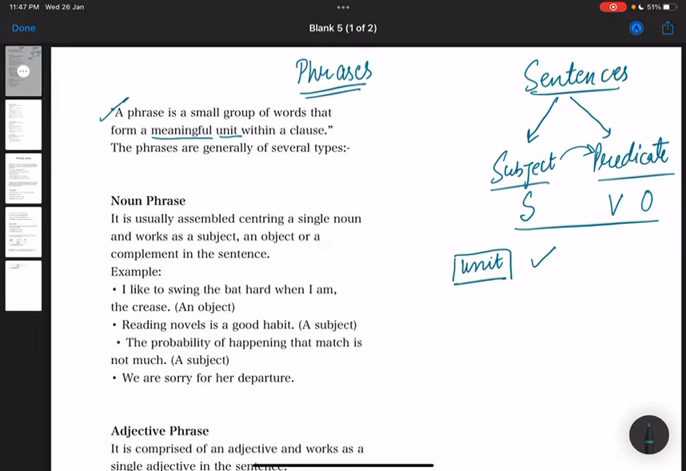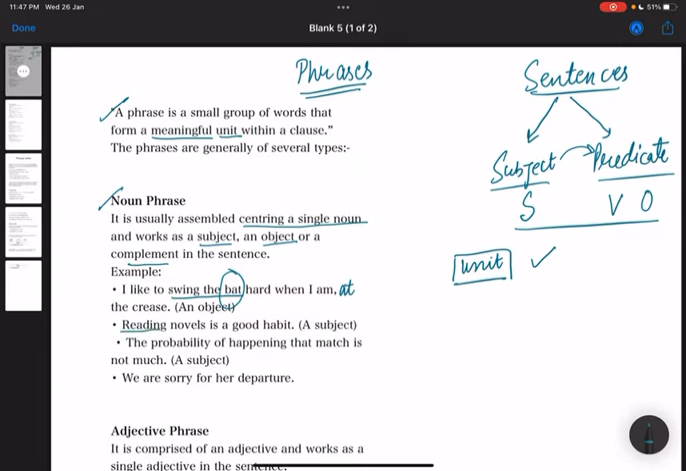So moving on, now the first type of phrase which we are going to do today is a noun phrase. So exactly as the name is suggesting, it centers on a single noun and can work as a subject, object or a complement in the sentence. Now you can look at the first example. I like to swing the bat hard when I'm at the crease, right? So over here, swing the bat is the phrase. Now why is it a noun phrase? Because bat over here is the noun and it's acting as an object.